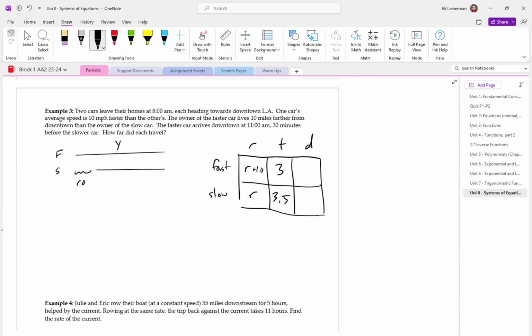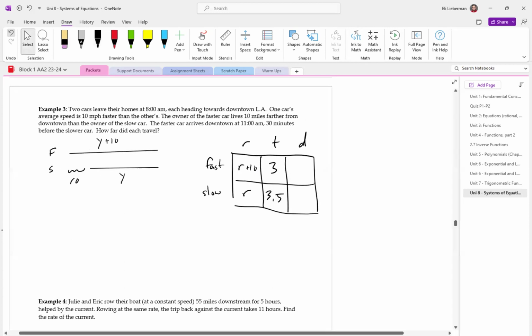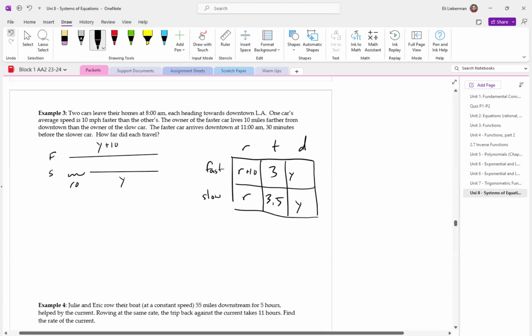Nice. Could we have called this one Y? Then the other one would be Y minus 10. It's nice to deal with the addition though, so I'm with you. I'm gonna put Y and Y plus 10 here. So there are different things that could work. So the slow one is going Y miles, the other one is going Y plus 10 miles. I'll give you a chance to finish this.